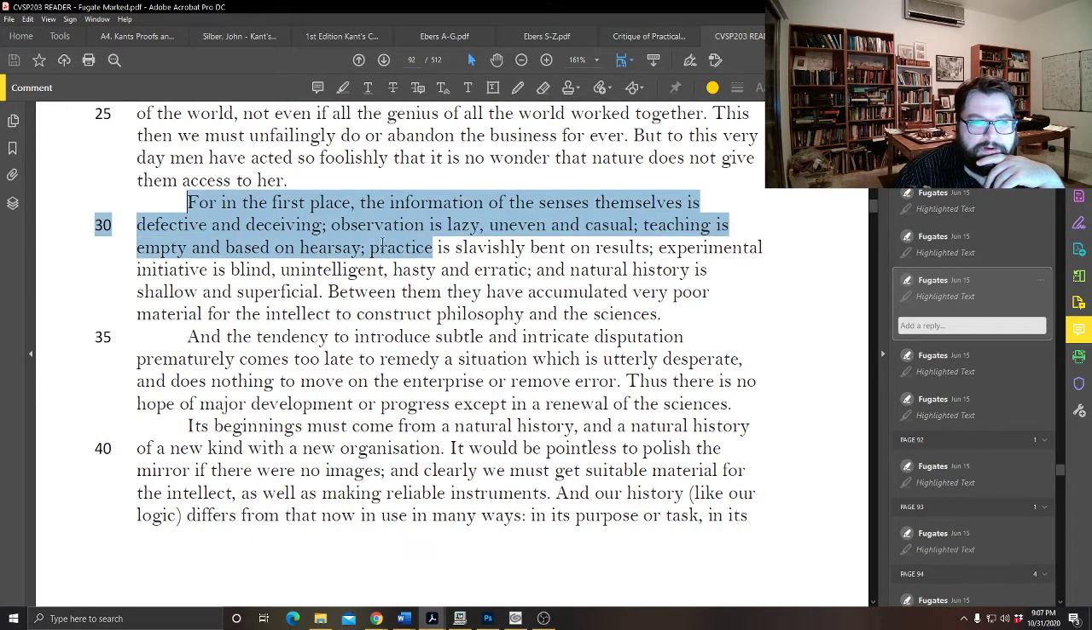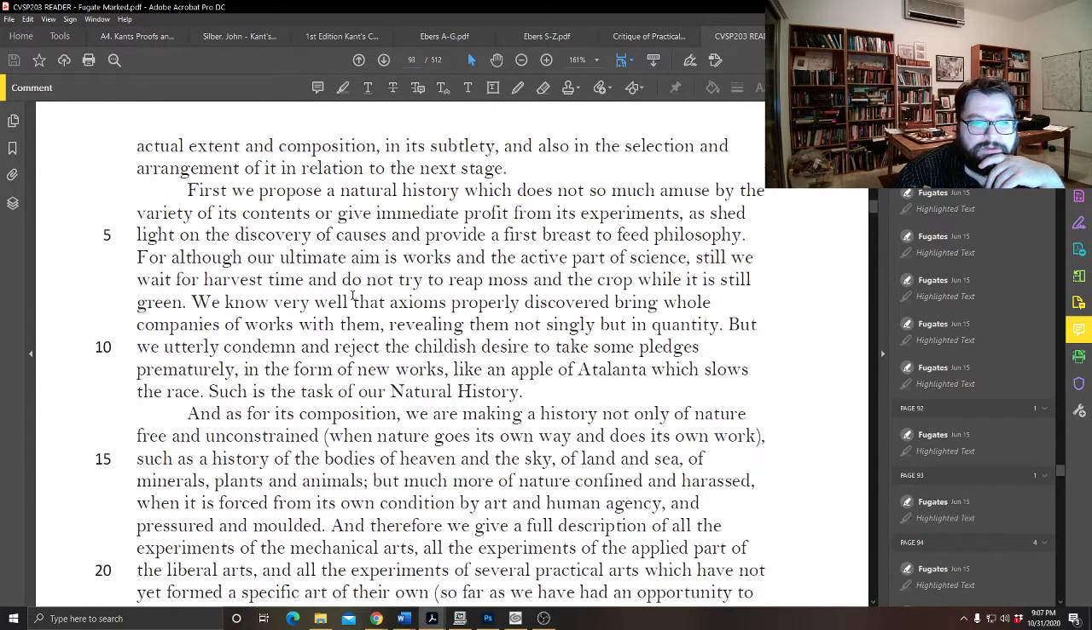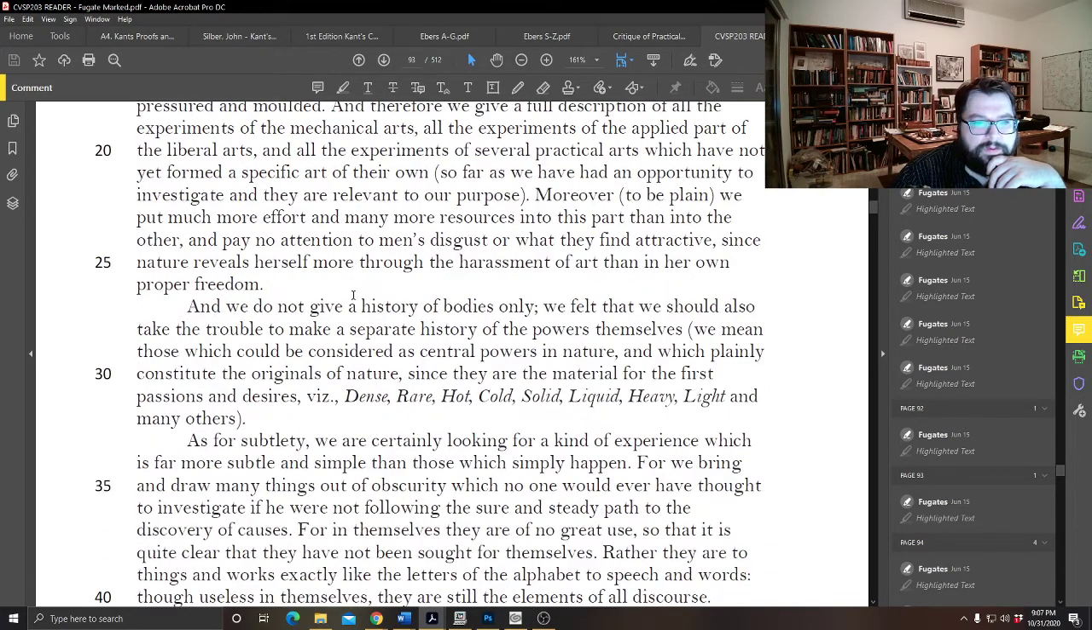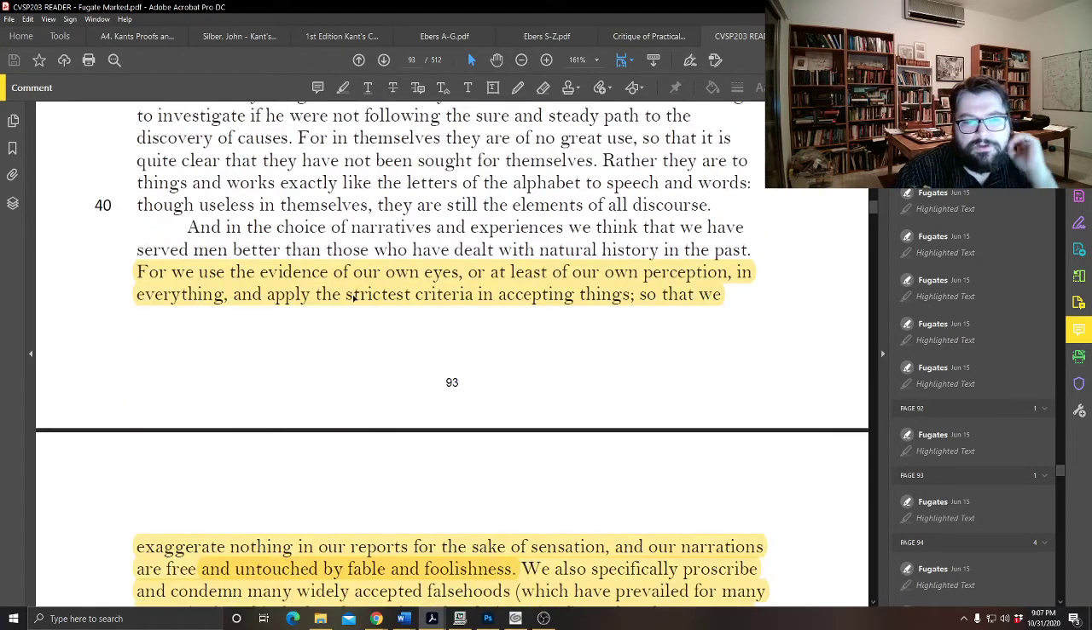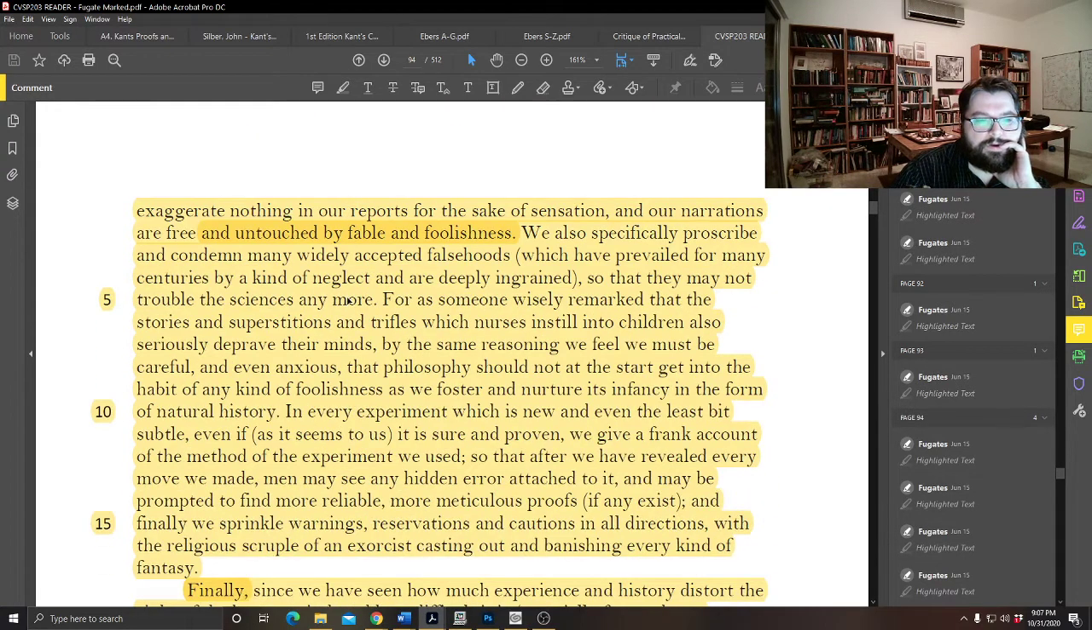Here's another statement of how the senses themselves are defective and deceiving. They're lazy, uneven, and casual, and so on and so forth. It's just another confirming quote. I think the rest of this you've read, nothing too important that I need to comment on. Here you can read this part.